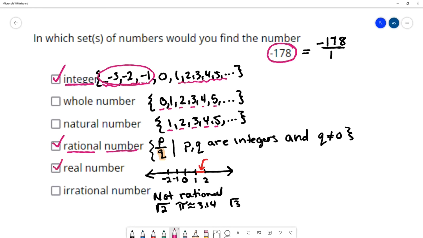It's also a real number. It will show up on the number line somewhere way over here. Finally, -178 is not an irrational number, because we've already decided that it is rational, and irrational numbers are numbers that are not rational. So the number -178 is an integer, a rational number, and a real number.